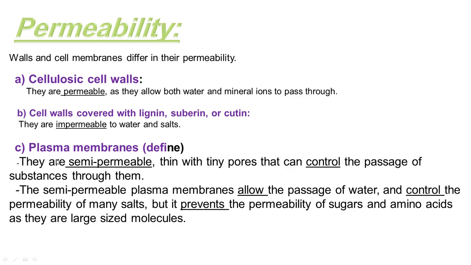The last one, and a very important one, is the plasma membrane. The plasma membrane is semi-permeable, meaning it contains tiny pores that can control the passage of substances according to concentration, charge, and size. So it will control the passage of many mineral salts and permit all water, and prevent amino acids and sugar because of their large size.